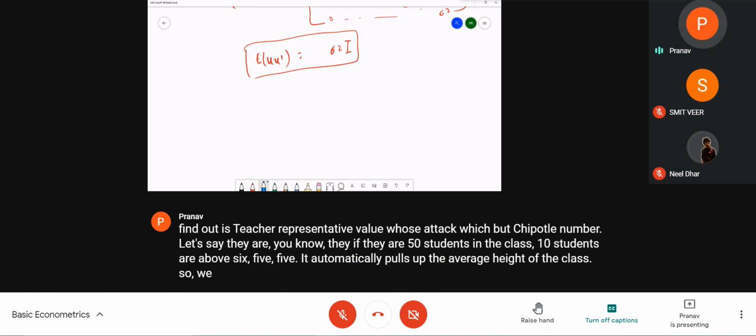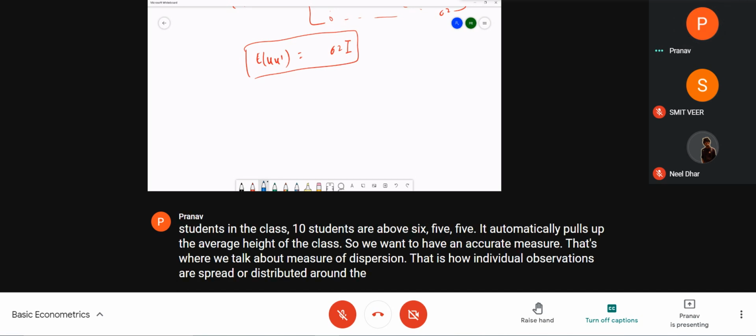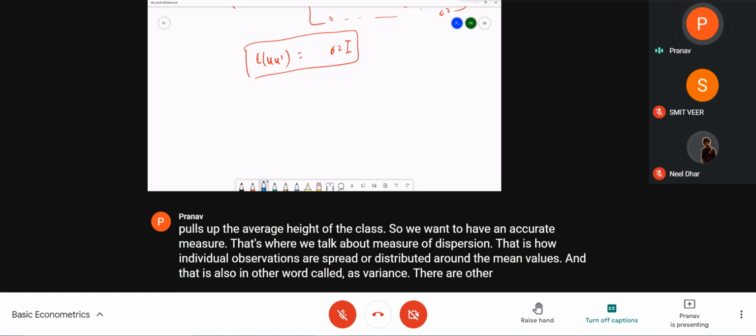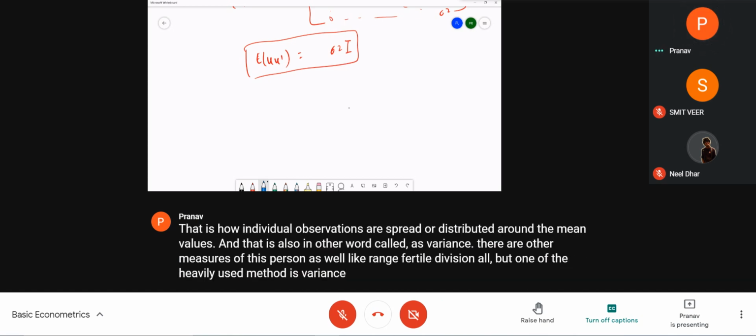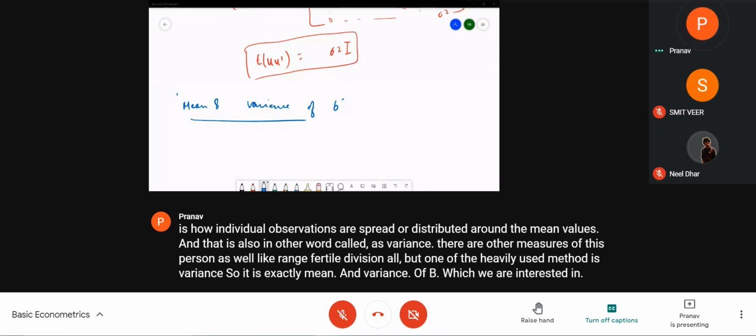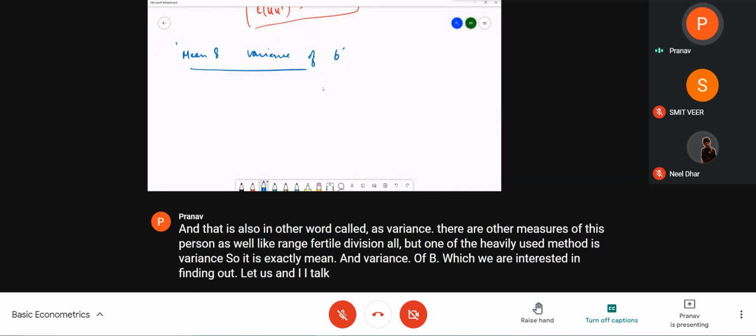So we want to have an accurate measure. That's when we talk about measures of dispersion, that is, how individual observations are spread or distributed around the mean value. That is also called variance. There are other measures of dispersion as well, like range, quartile deviation and so on, but one of the heavily used is variance. So it is exactly the mean and variance of B which we are interested in finding out. I'll talk about the mean and variance of B, then I'll wind up the lecture.